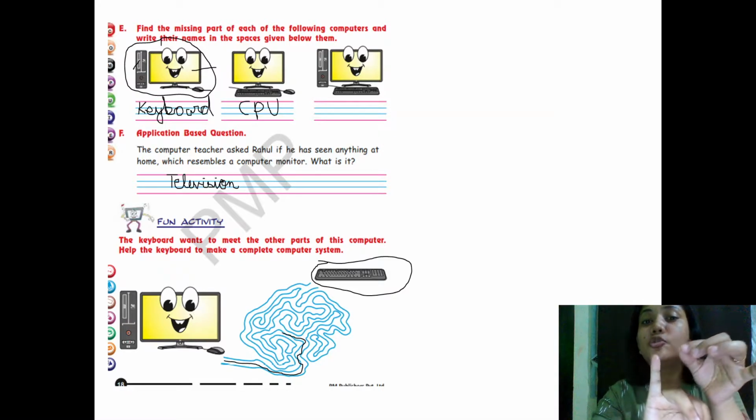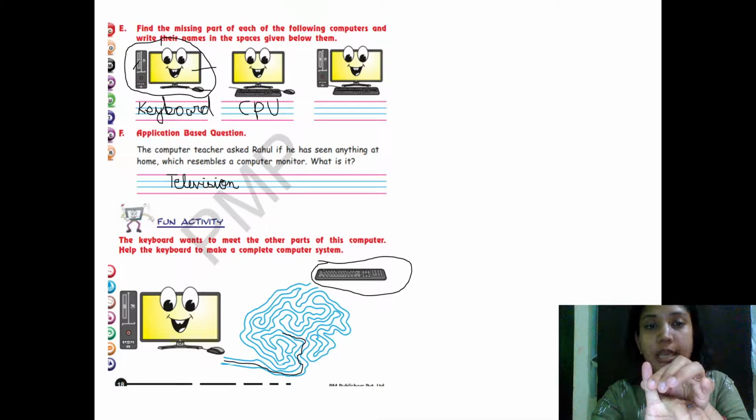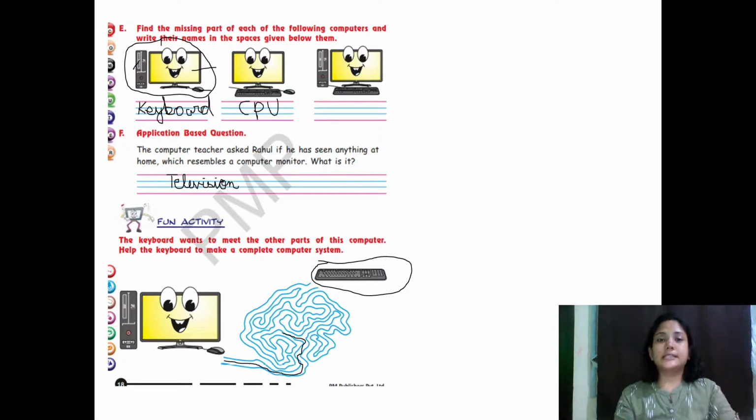And fourth is the mouse. The mouse is used to paint and draw. It has 2 buttons and a scroll wheel, and it is used to paint and draw and move the mouse pointer. The mouse pointer, what is the mouse pointer? It is an arrow on your computer screen.